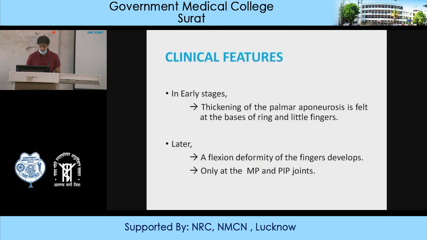So the clinical features in early stages: there will be thickening of the palmar aponeurosis. It will be felt at the bases of the ring and little fingers. In later cases, the patient will start to develop flexion deformity of the finger, seen only at the metacarpophalangeal and proximal interphalangeal joints, as I already mentioned.